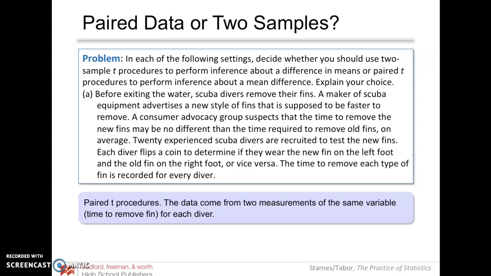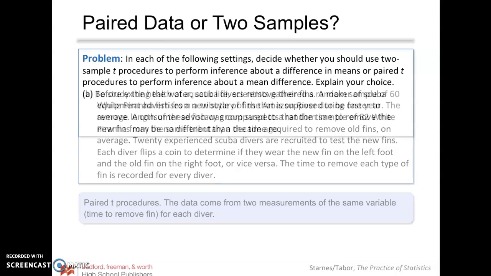This is definitely paired t-procedures, because we have the same person that is doing both the control group and the treatment group, the old fin and the new fin. So the data come from two measurements of the same variable, time to remove the fin, for each diver.